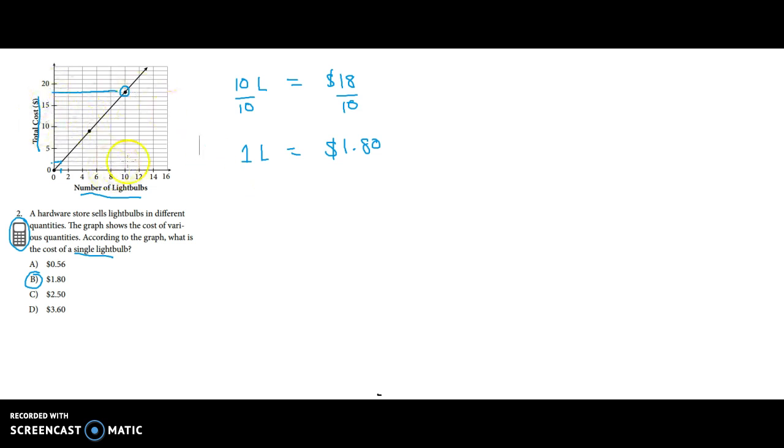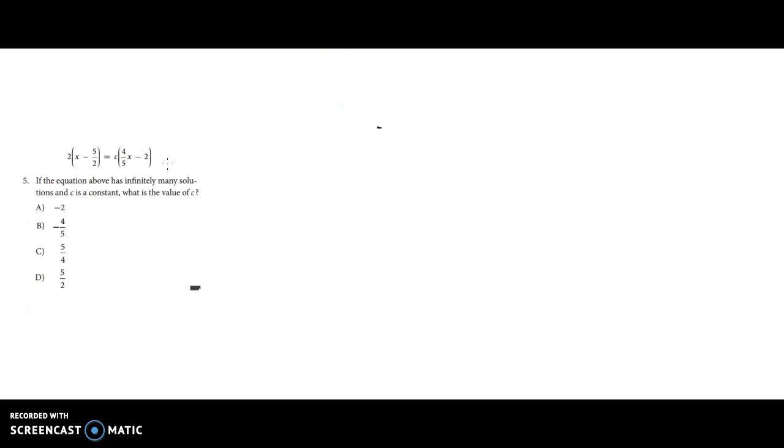Again, the takeaway here is to identify the axes, and then find a point that matches up neatly on either end, the vertical and the horizontal. Okay, very good. Let's move on.